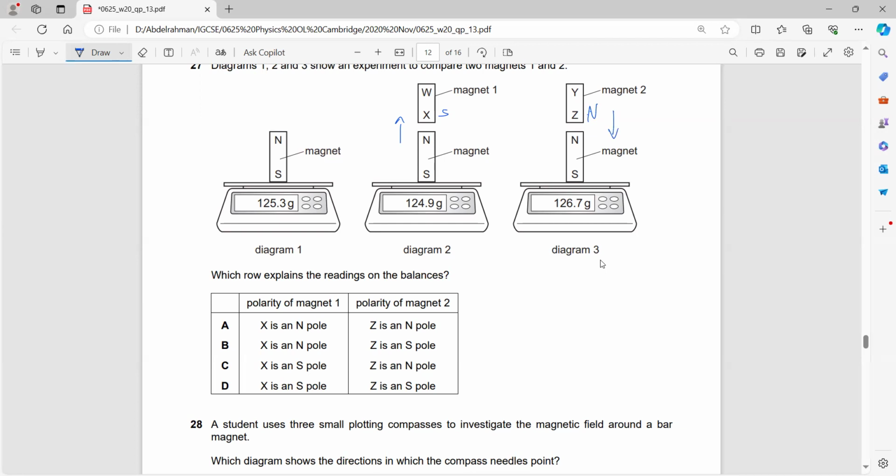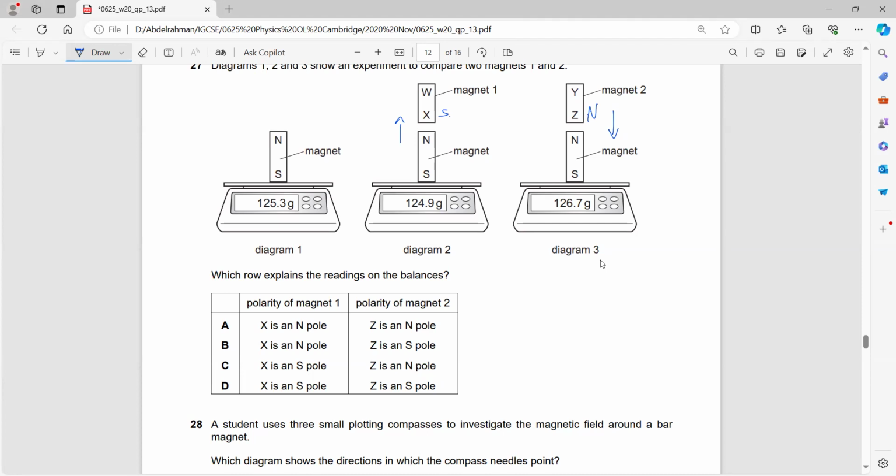So the magnet in diagram 3 is now repelled downwards, and the reading on the balance increases. The reading on the balance is now slightly greater than the reading in diagram 1. Why? Because it's repelled downwards. So south and north, both of them are repelled. No, this is wrong. They are not both repelled.